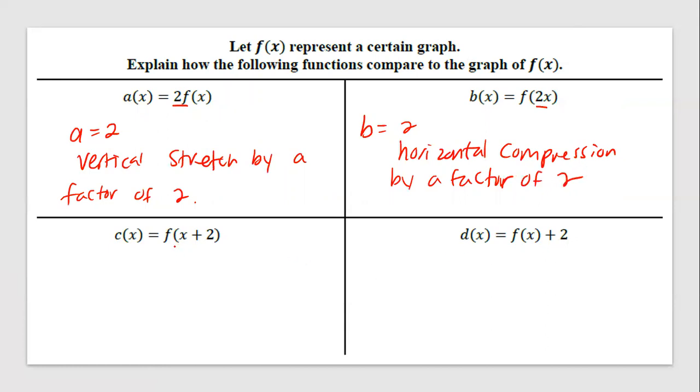Okay, here it says f of x plus 2. So what am I telling the function to do? Well, I am telling the function that this is my c, and our c, it's a liar, so it's actually a negative. So I want to have a horizontal translation, a shift left by 2.